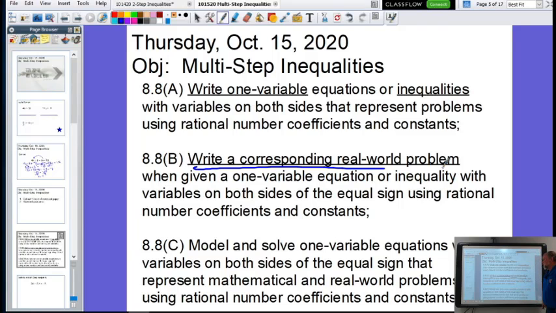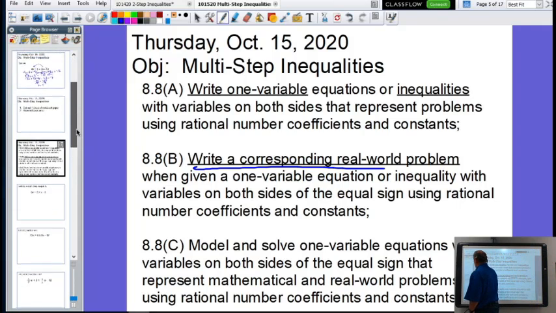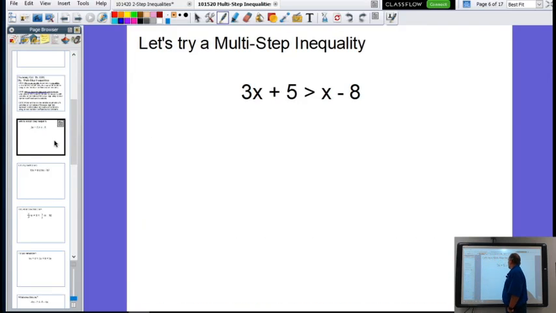And then last but not least, we've got to model and solve one variable equations with variables on both sides of the equal sign, represent mathematical and real world problems and rational number coefficients. So not only one variable equations, but also inequalities. Okay, so that's why we're having to do this. So let's dive off into a multi-step inequality.